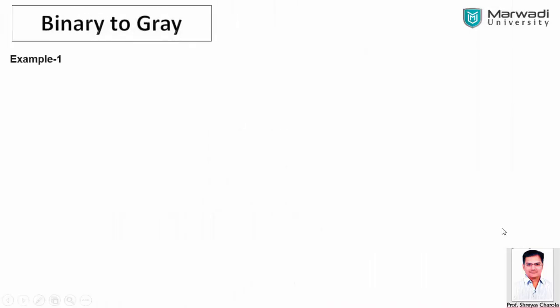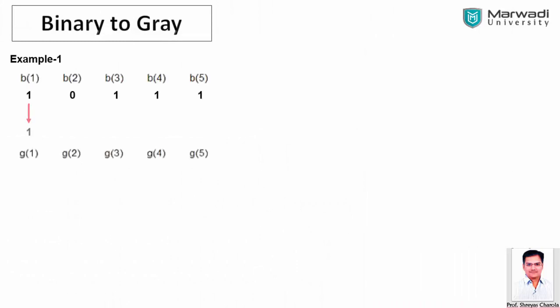Now let's take one example. I have B1, this is a binary number, I need to convert it into gray. What is the first thing? B1 I should write as it is. Then I have to do the XORing of 1 and 0. What output will I get? I will get a 1.